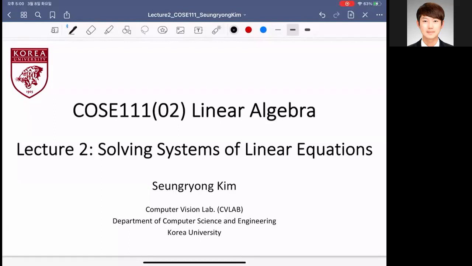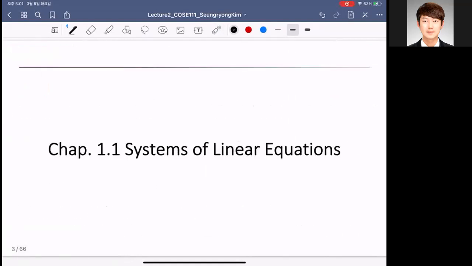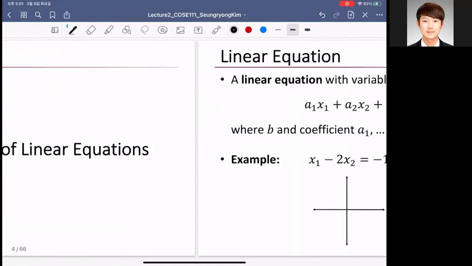This is lecture 2. So today we will talk about solving systems of linear equations. Today we will talk about what a system of linear equations is, which lies in the heart of linear algebra, and we will talk about how to effectively and efficiently solve this kind of linear equation. This is chapter 1.1 of our textbook.